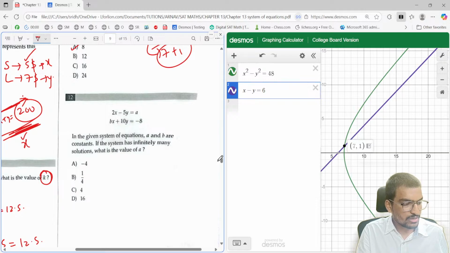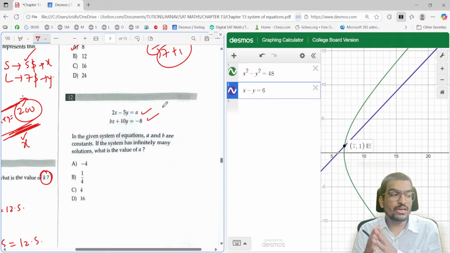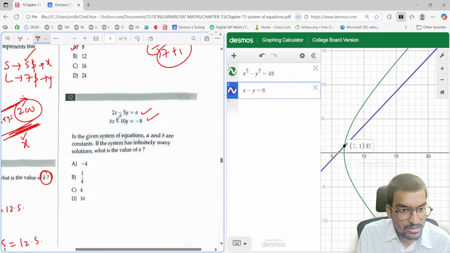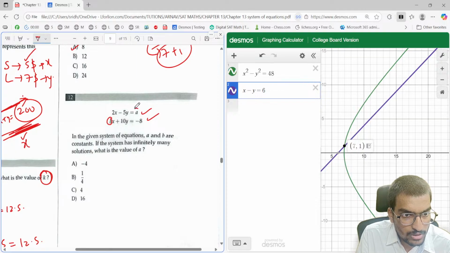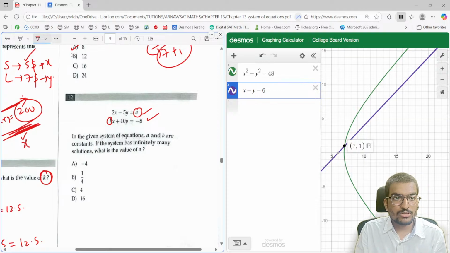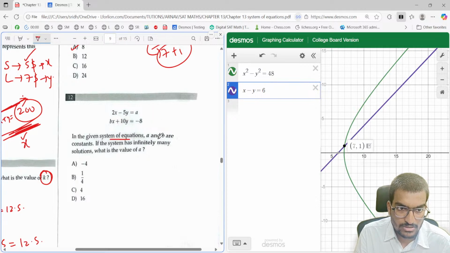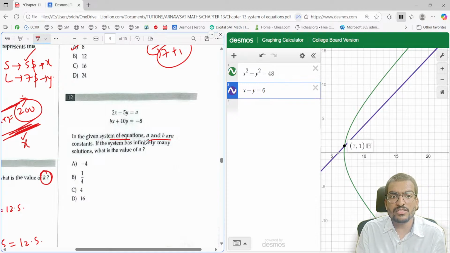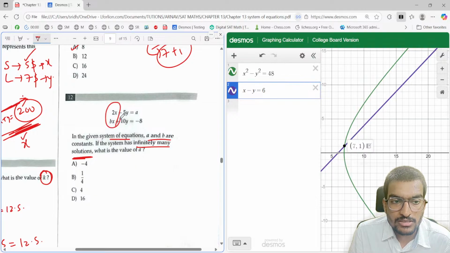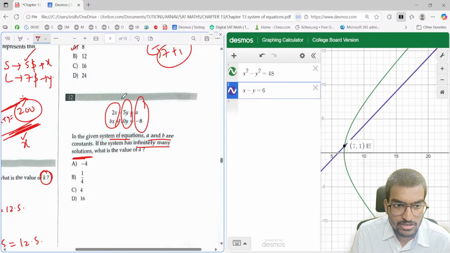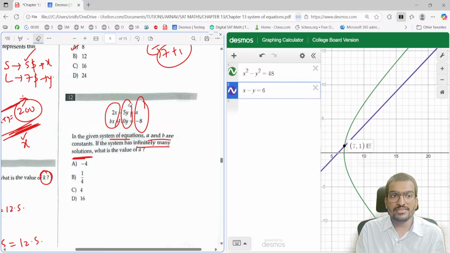Question number 12. Here we can't solve this with the help of DESMOS, because unknown values a and b are involved. So what you need to do in this situation is solve traditionally. In this given system of equations, a and b are constants. If the system has infinitely many solutions, it means x terms are same, y terms are same, constants are same, which means all are same.